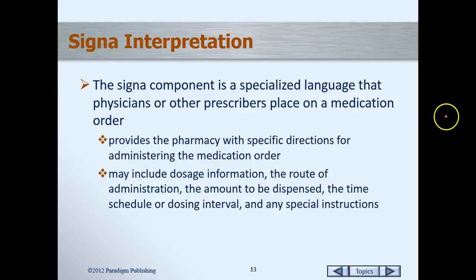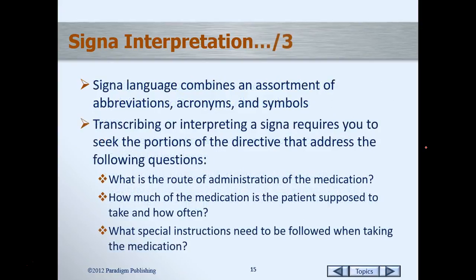The interpretation, you're familiar with the interpretation. Specialized instructions, administering the medication, dose information, route of administration, how much is being dispensed. So those are very similar to what is used in a community pharmacy prescription order. The signa label will combine abbreviations, acronyms, and symbols. So transcribing or interpreting that requires you to understand the directive.